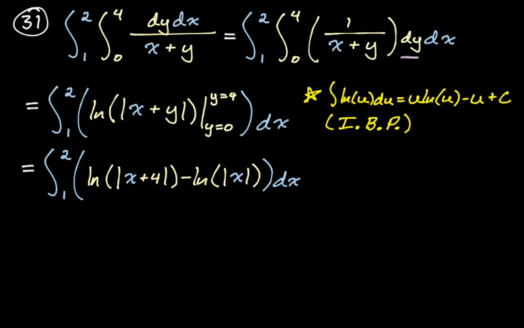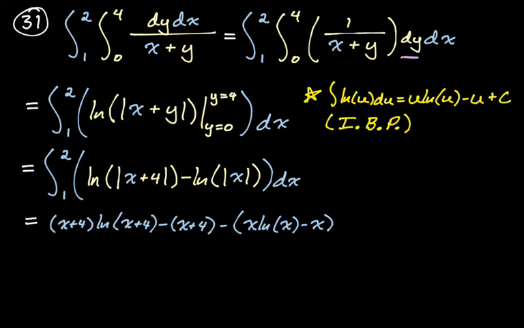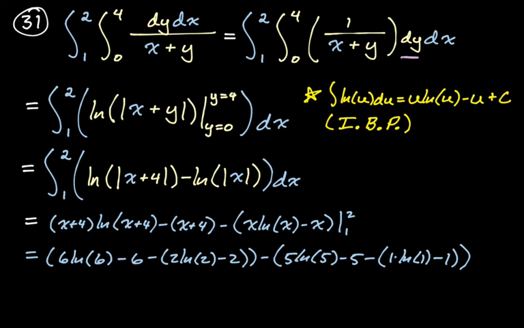So I'm going to integrate this using that formula that I have memorized. It'll be x plus 4 natural log of x plus 4 minus the quantity x plus 4, and then minus parentheses x ln of x minus x. Then we have to evaluate this from 1 to 2. This is a nightmare to substitute into, so I'll show the work. These are the things you get, and then you have to work some stuff out.